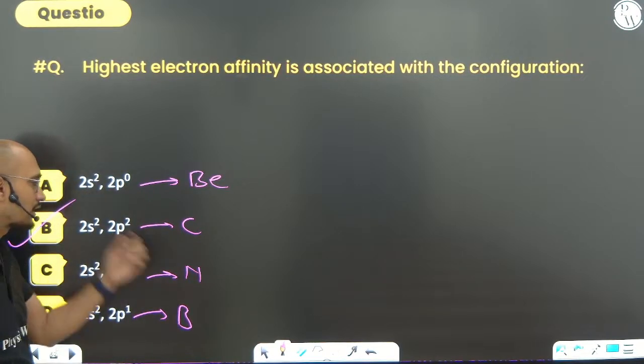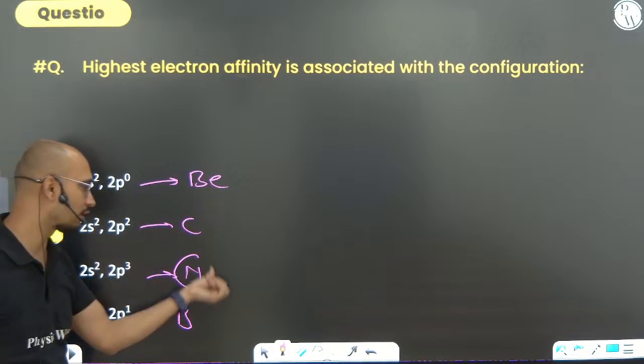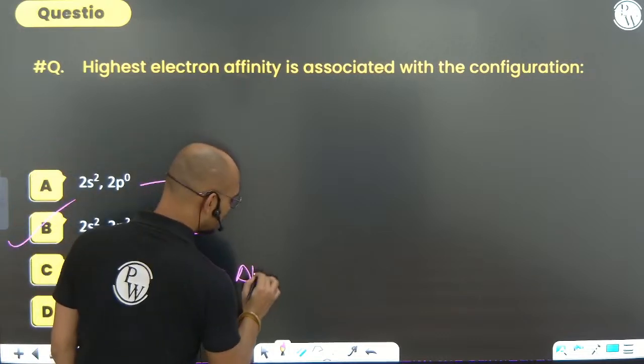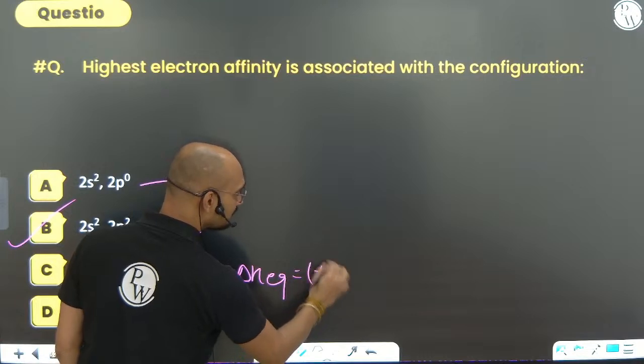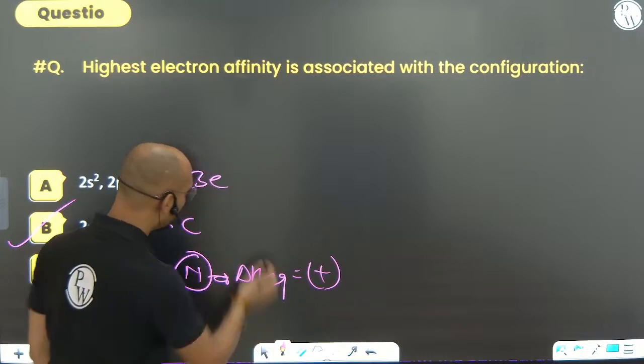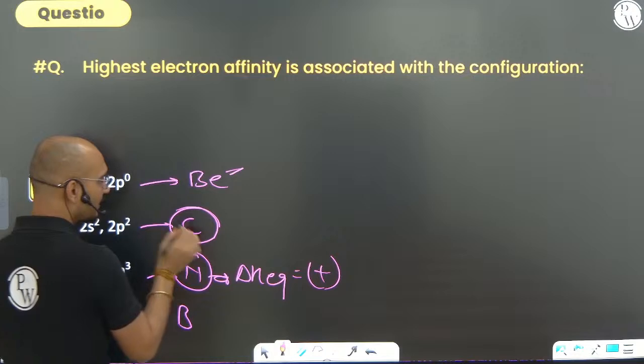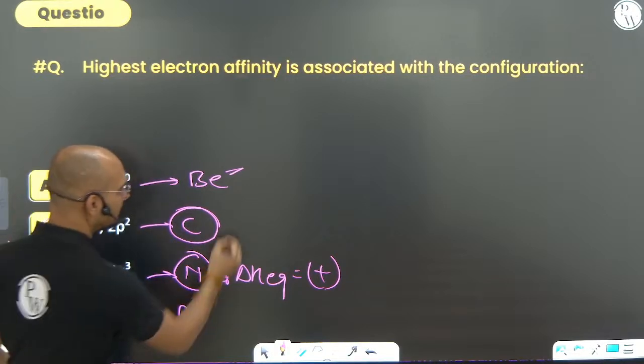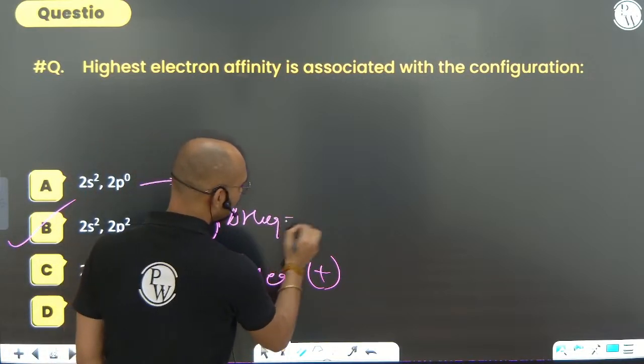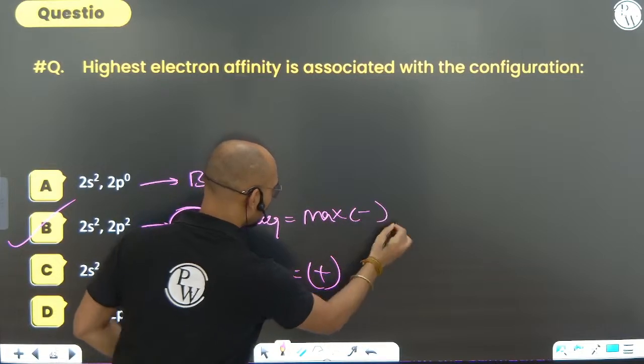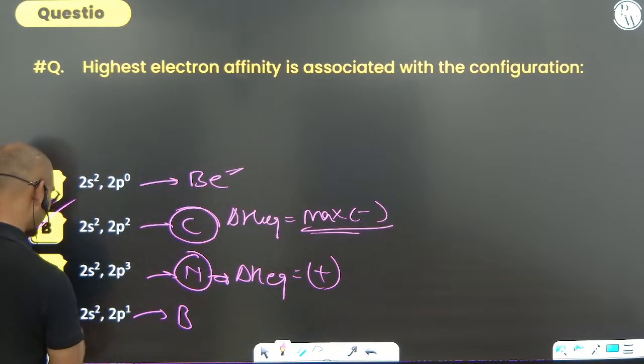Why not nitrogen? The reason is that we already know that for nitrogen delta HEG is positive, while for all of them it is also positive, but the point is this carbon is going to have the maximum negative delta HEG, so it will easily attract the electron.